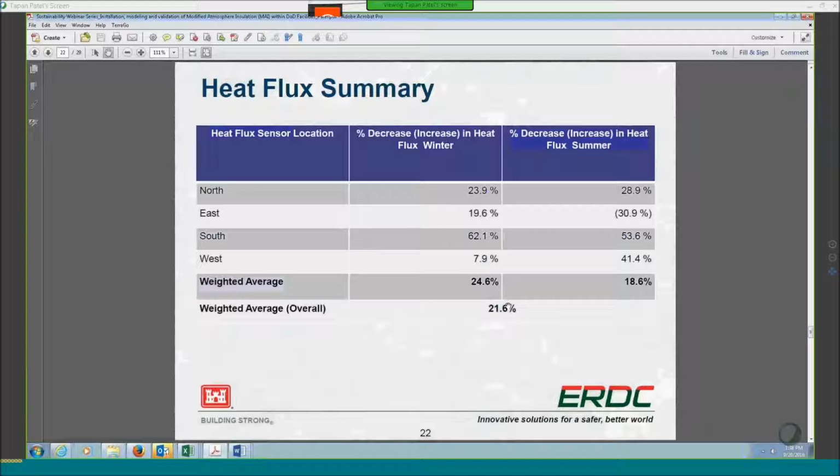But again, we didn't have the luxury of doing that for this project, and so we kind of had to go the retrofit route. But again, it is effective. It does still reduce your overall heat flux by 20%. And those values do depend on the winter and the summer, at least for this site.